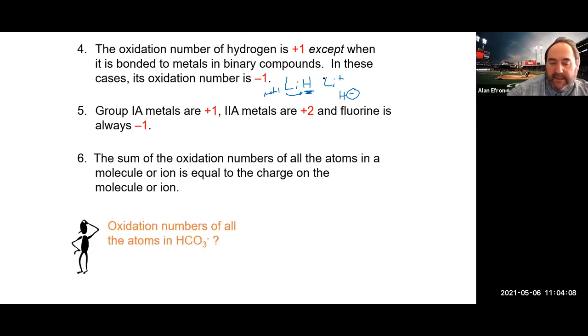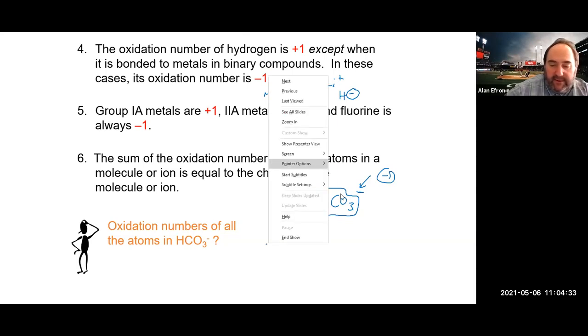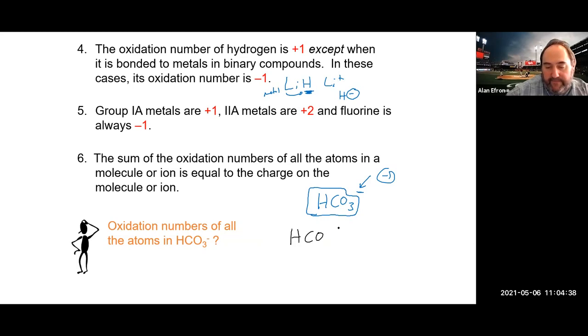So let's take a look here at bicarbonate, which is HCO3 minus. In this situation, where you have 3 elements, first off, the overall charge on this guy is -1, which is what the total of all the oxidation numbers needs to equal. A lot of times when you have something like this and you definitely have oxygen involved, that is a great place to start.